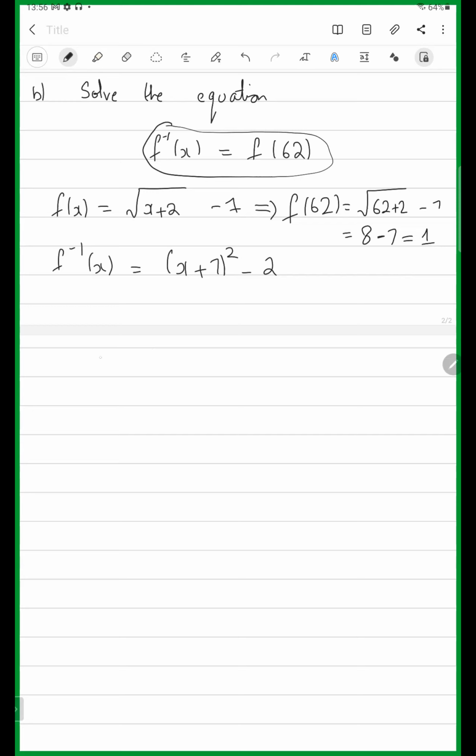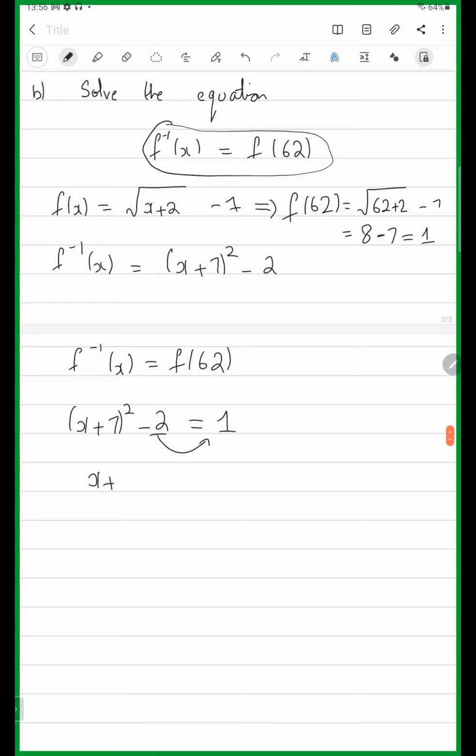So let me just write it down. The condition is f inverse of x is equal to f of 62. F inverse of x would basically be x plus 7 squared minus 2 equals 1. And now I can take this minus 2 on the other side. So this would give you x plus 7 whole squared equals 3.